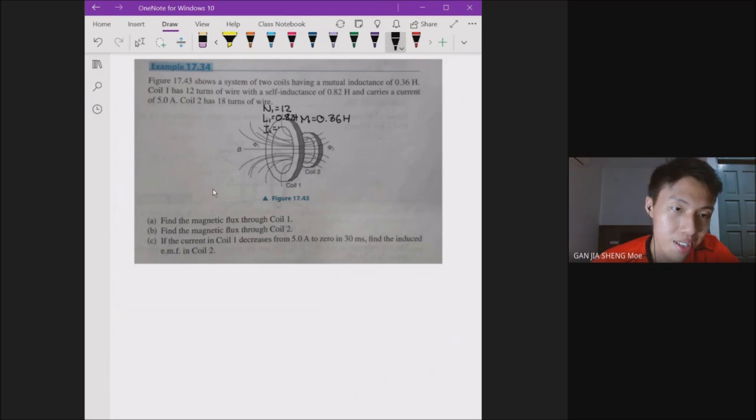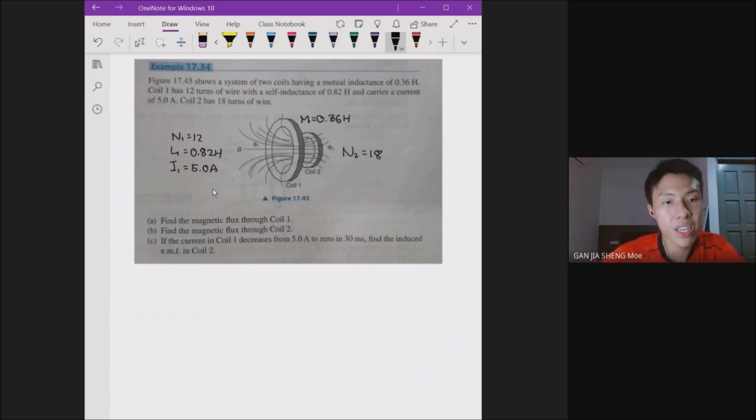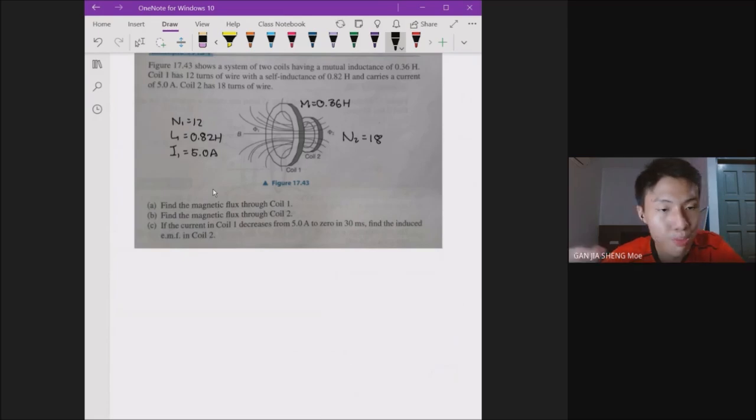5 ampere. I'm messing things up in the rush. Let me write it outside here. Coil 1 has 12 turns. It has self-inductance of 0.82 Henry, carries a current of 5 ampere. Coil 2 has 18 turns of wire. Okay, so they don't tell us which one is the primary one, which one is the secondary one, but that's not an issue.